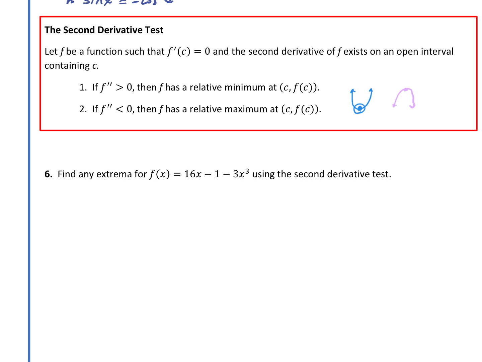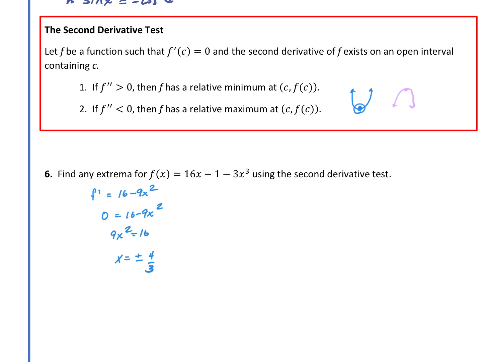So let's start with f prime. So f prime would be equal to 16 minus 9x squared. I'm just going to solve this, so we set it equal to 0. So 16 minus 9x squared, 9x squared is 16. So we're looking at plus or minus 4/3. And again, this is not ideal for doing this, but there are times where the way they create these questions, it makes sense to use this test.